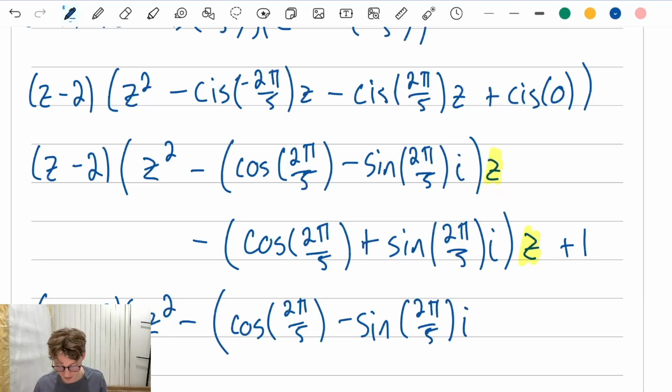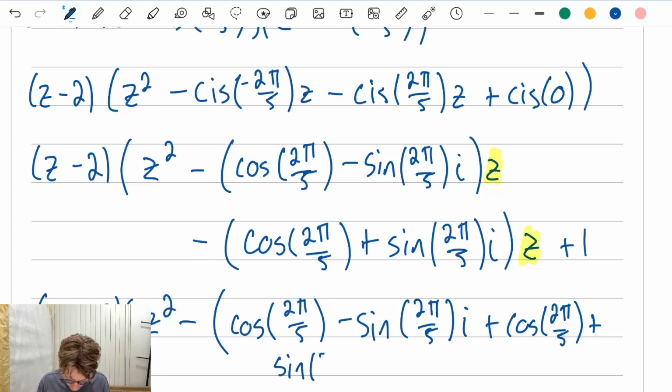And then I get the same thing, where if I take the minus out the front of everything, it's going to become plus cosine 2 pi over 5 and plus sine of 2 pi over 5 i. And then I've got this big bracket, and I've got a z outside of everything.